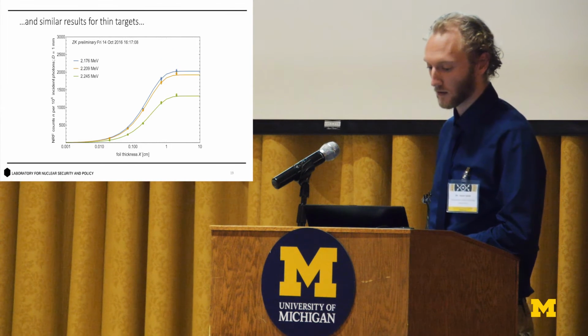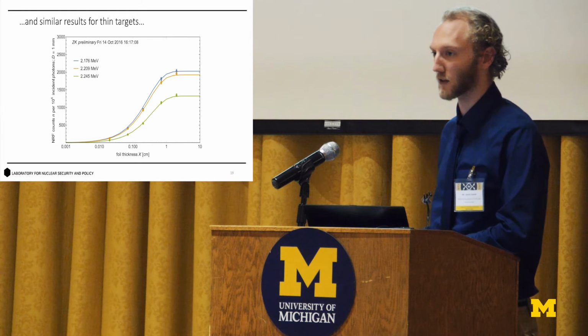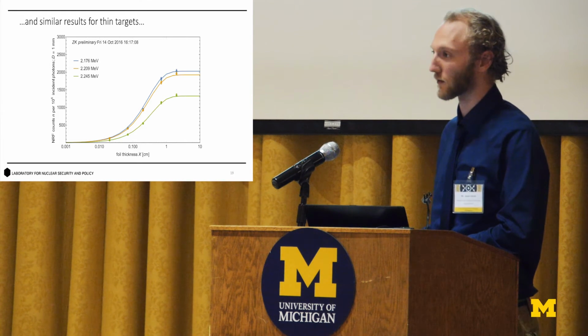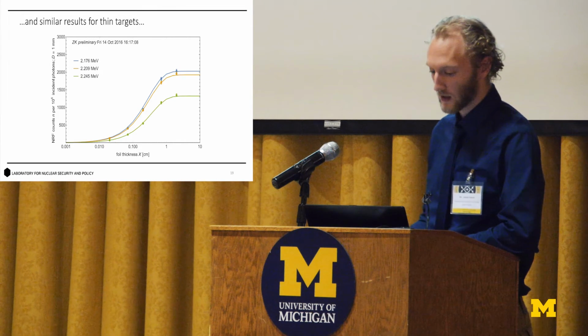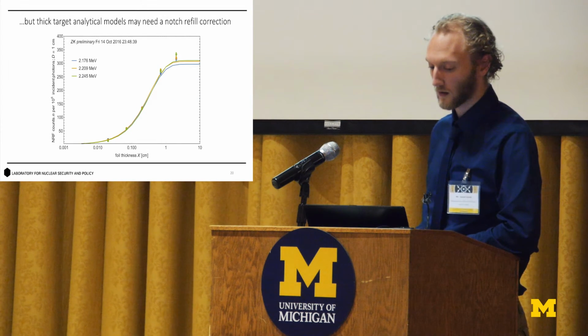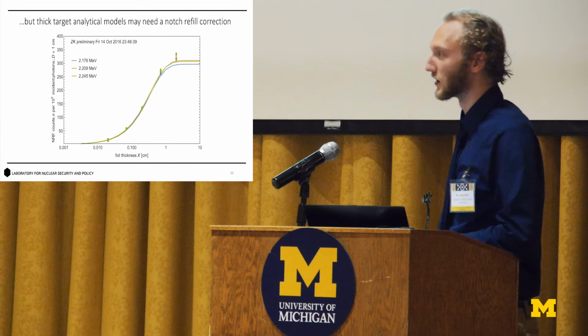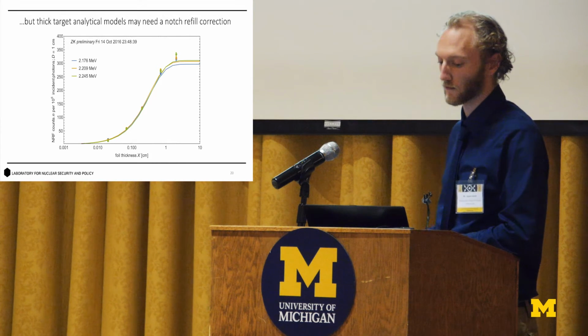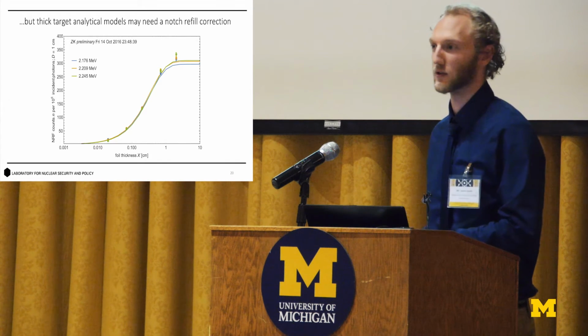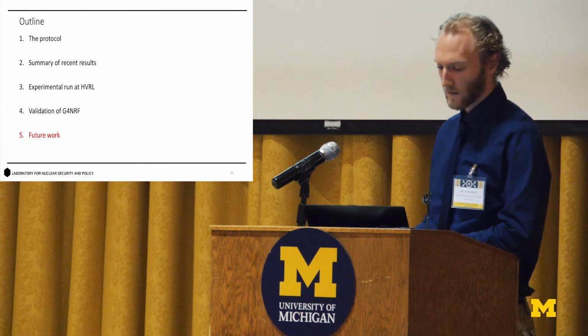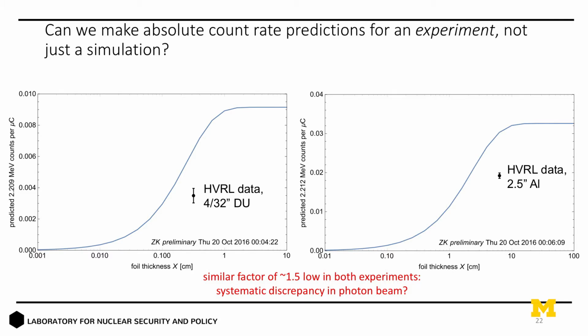The thin foil, where I put a millimeter of depleted uranium in between the foil and the bremsstrahlung, also shows very good results. But the thick target analytical models might need a few corrections for something like a centimeter of uranium in the beam. I can get into those in the questions or offline if you're curious. So with that, I'll move quickly on to the future work.